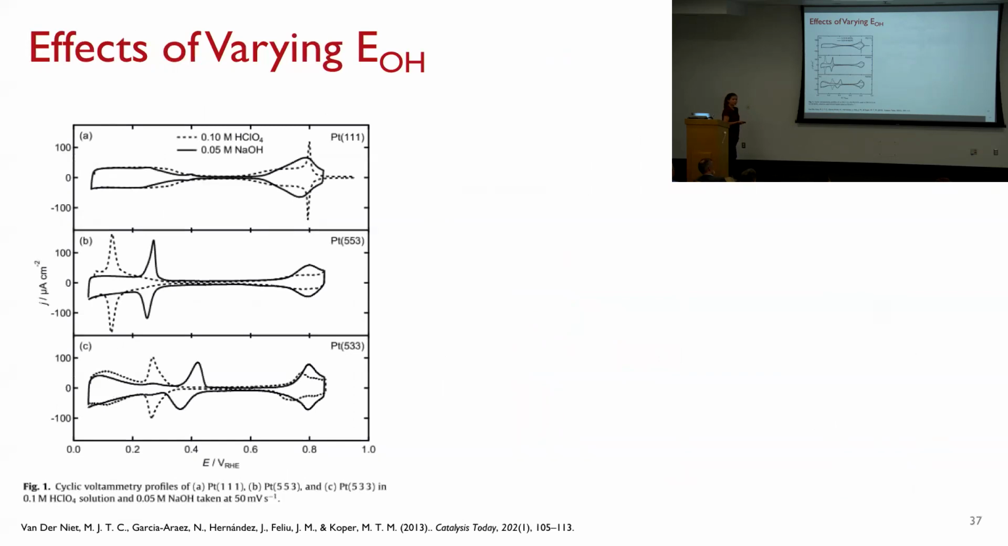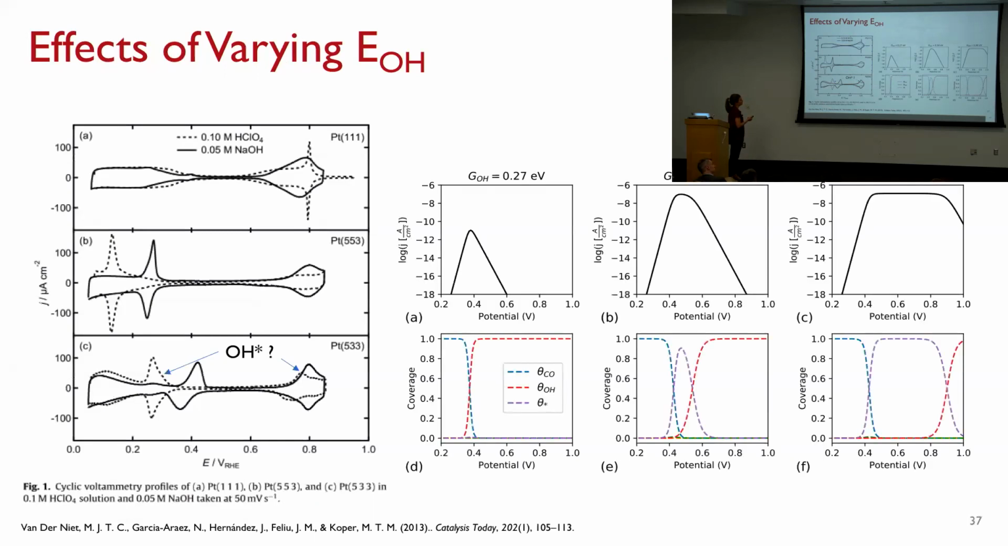Given that this OH binding energy is not agreed upon in the literature, we decided to do a sensitivity analysis. In particular, a recent paper out of Mark Koper's group has suggested that OH adsorption actually is occurring at a very low potential of 0.27 volts, whereas normally these oxidation peaks at higher potentials are attributed to OH binding. So we ran our model at this suggested potential for OH binding of 0.27, the one we calculate, 0.54, and the more traditionally agreed upon value of about 0.9 or so. And you can see the differences in the models here.